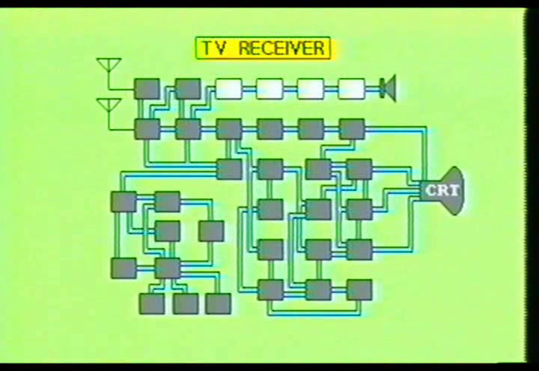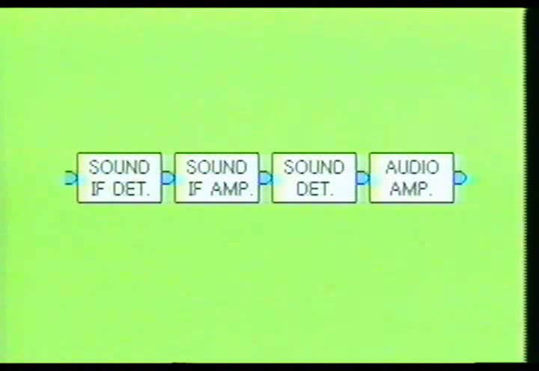Now let's examine the audio section of this color television receiver. As you can see, the audio section of the color television receiver consists of 4 major sections. These are the sound IF detector stage, which converts the high-frequency audio IF signal to a much lower 4.5 MHz IF signal. This is the portion of the signal which carries the audio information. The second section is the sound IF amplifier stage. This stage is designed to boost the 4.5 MHz signal to a workable level.